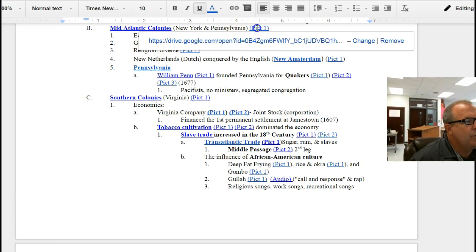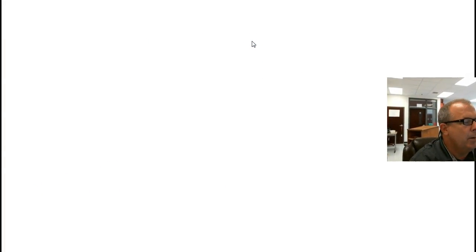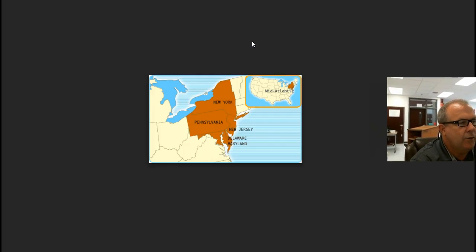Here's a map to show you the two colonies that we're going to be talking about. And there's New York and Pennsylvania. And you can see where the Mid-Atlantic colonies are in relation to the New England and the Southern colonies.